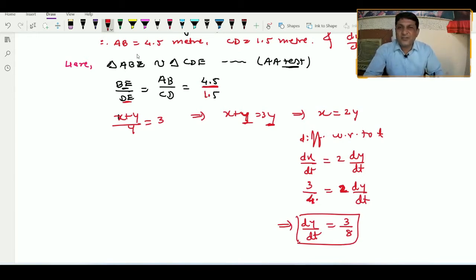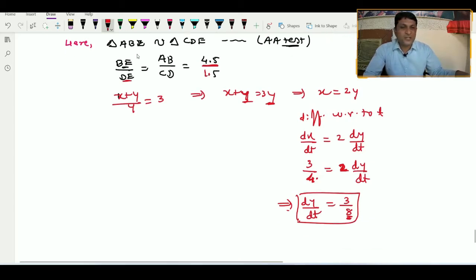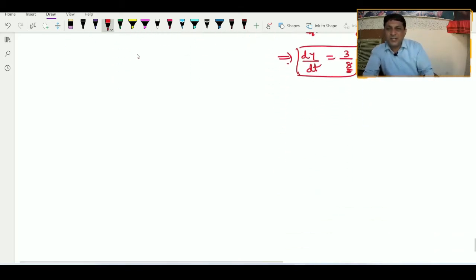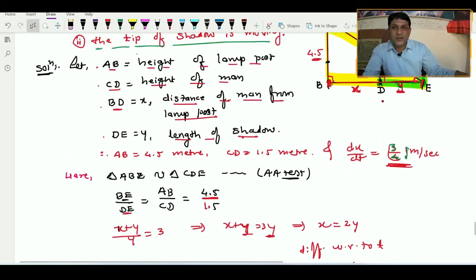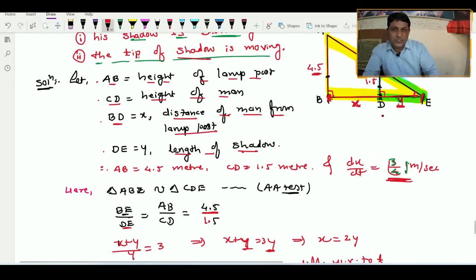Means we can say that the length of the shadow is changing at 3 by 8 meter per second. Changing means either increasing or decreasing, but our example is related to what? Decreasing. So that's why we can say that the length of the shadow is decreasing at the rate of 3 by 8 meter per second. But the second part of the example is nothing but that the tip of the shadow is moving. At what rate the tip of the shadow is moving, we have to find out.